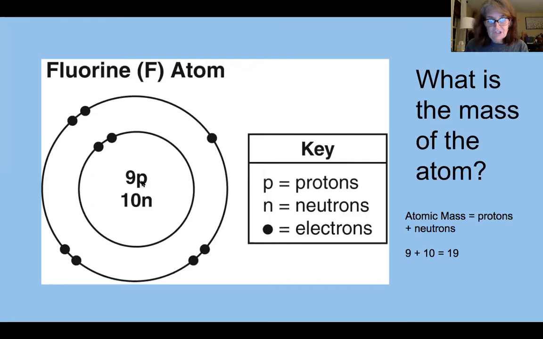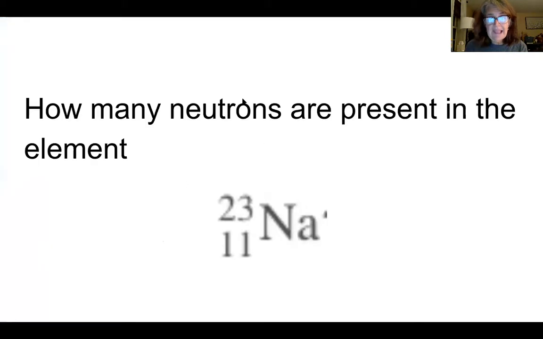Okay? Just a comment here, 9 protons, positive. So we know that we have 9 electrons, 2 in the first ring, and then 3, 4, 5, 6, 7, 8, 9. We have room for one more because we can fit 8 in the second ring. Okay, how many neutrons are present in this element?